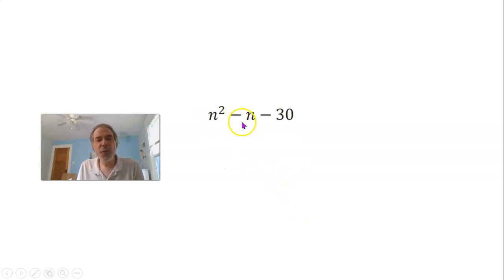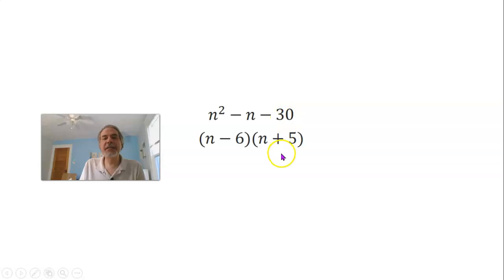Try this one, n squared minus n minus 30. We need numbers that multiply to negative 30 and add up to negative 1. So that would be a minus 6 and a plus 5. So n minus 6 times n plus 5 gives us n squared plus 5n minus 6n, so that's minus n, minus 30.